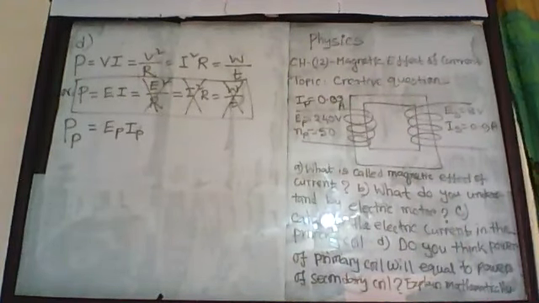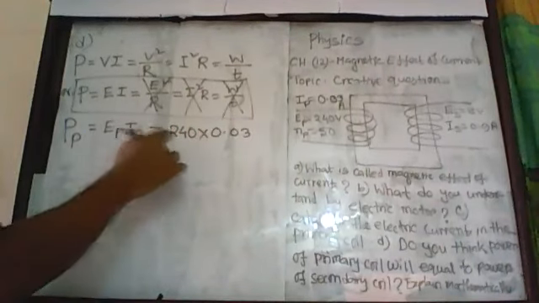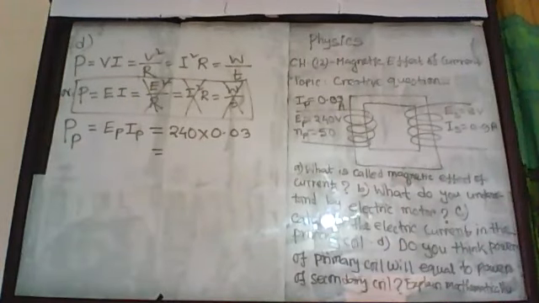Why E_P? Because the electromotive force in the case of the primary coil must be equal to E_P, and the current will equal I_P. That's why P_P will equal E_P times I_P. E_P equals 240 volt, and the electric current equal to 0.03 ampere will give you the total power in the primary section of the coil.